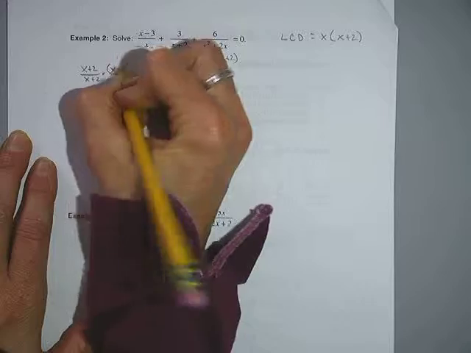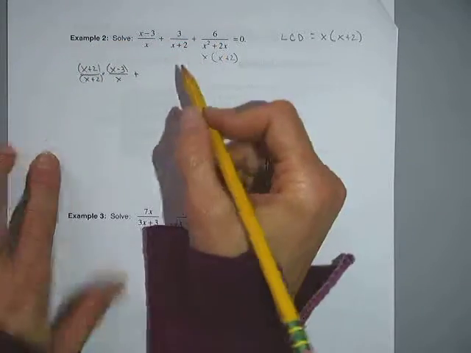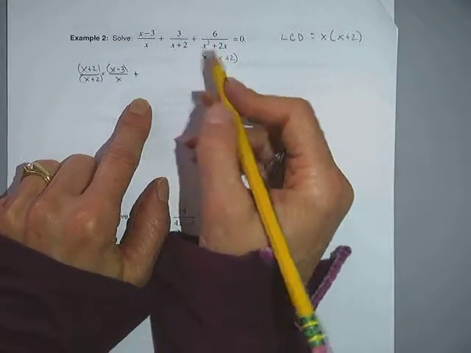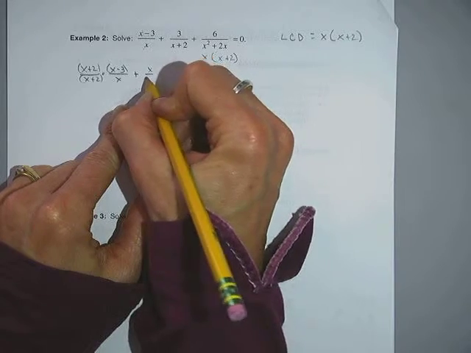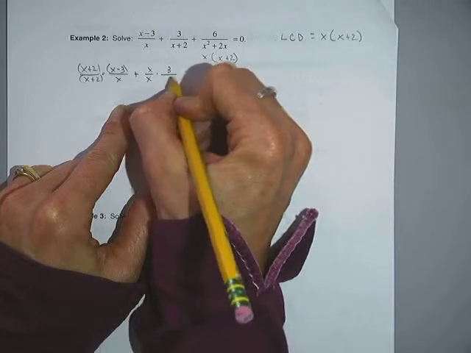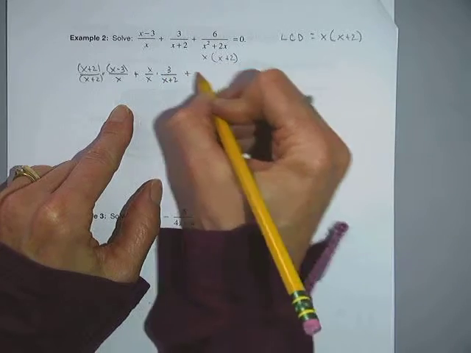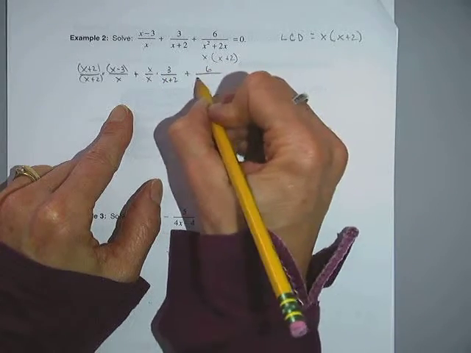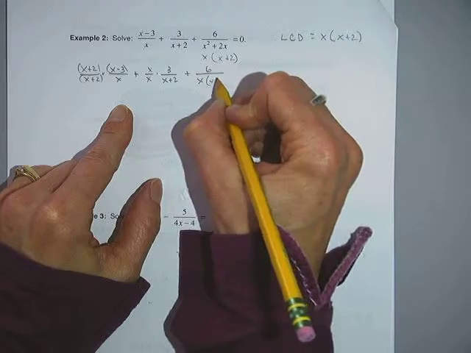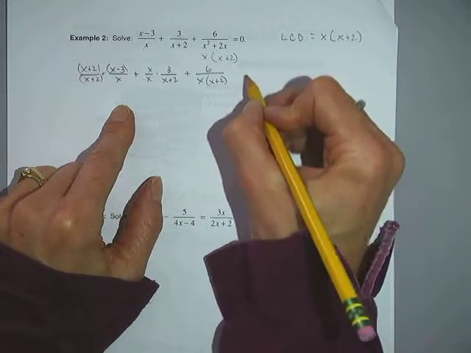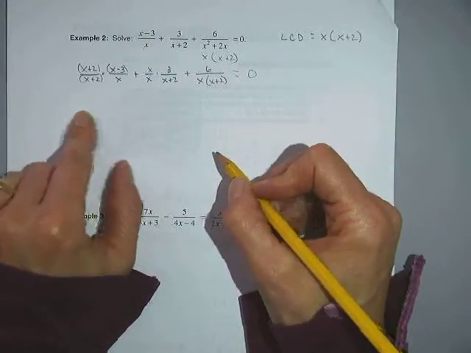Okay? Plus, what is this second one missing? Just the x. So this one we multiply top and bottom by x. And this last one we get to leave all by itself. Okay? We don't have to do anything to the last one.